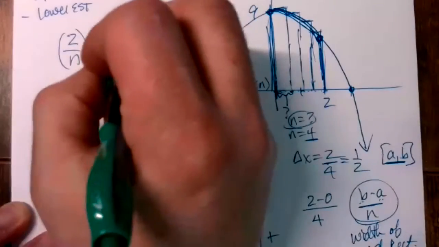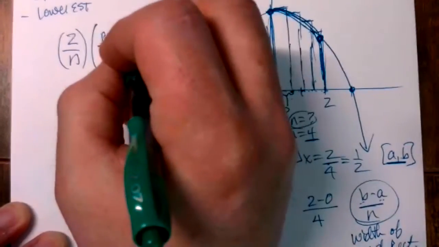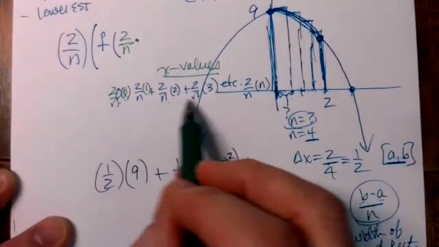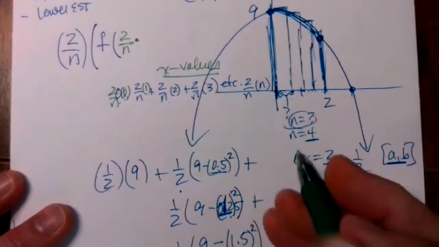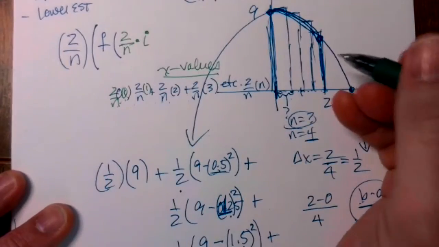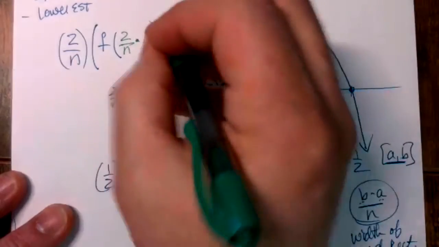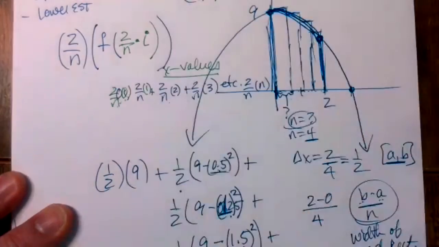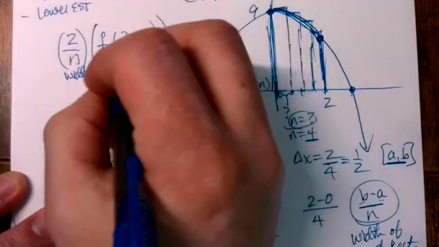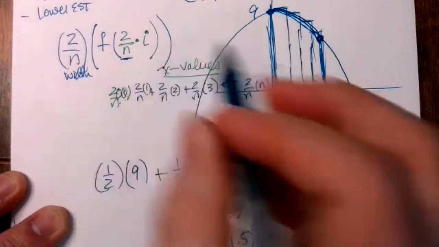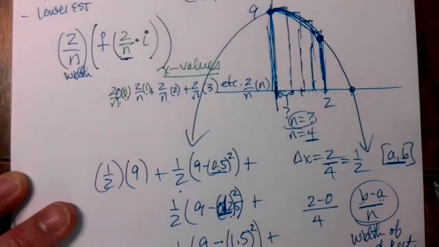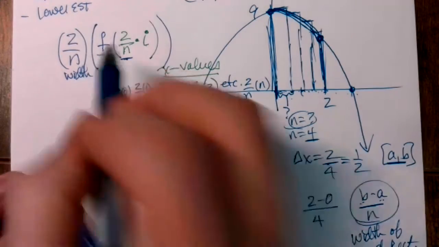So this becomes 2 over n times wherever I am in the sequence. Where I am in the sequence is the index. You can call it I, you can call it K, you can call it J, whatever. This is the width of the rectangle, and times I tells me where I am in this picture. And then this says I want the y value there.